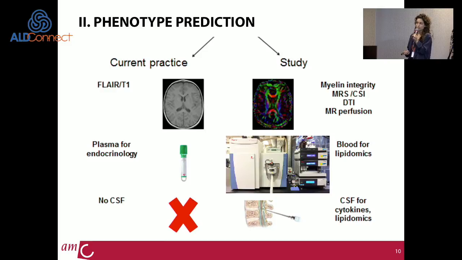How are we doing that? So current practice would be if someone visits our outpatient clinic that they would just get a regular MRI. We do some blood work for the endocrinologist. But if they enter our study, they get an extensive MRI. So it's quite a long MRI protocol. We do blood work for something that's called lipidomics, and I'll get into that a little later. And they get a lumbar puncture to get cerebrospinal fluid, also to look with the lipidomics.